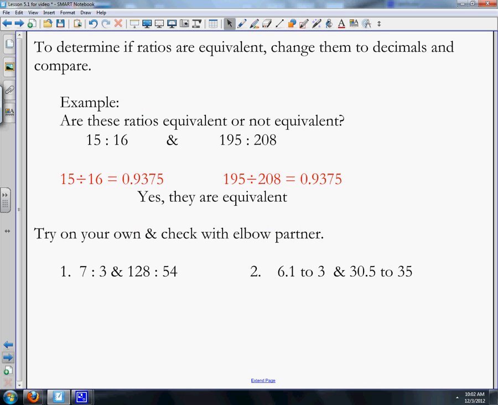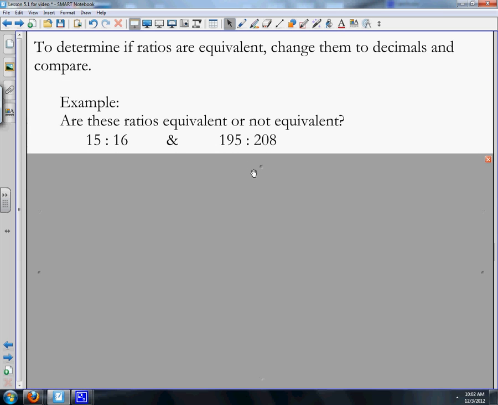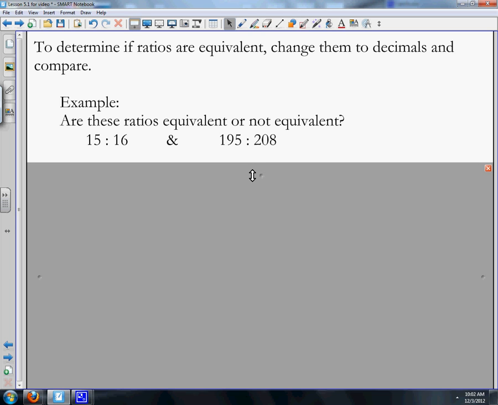All right, so determine if ratios are equivalent. Change them to decimals and compare. So this is where it gets a little bit tricky. So write down in your notes this right here. Are these ratios equivalent or not equivalent? So I want you to write down 15 to 16 and 195 to 208.